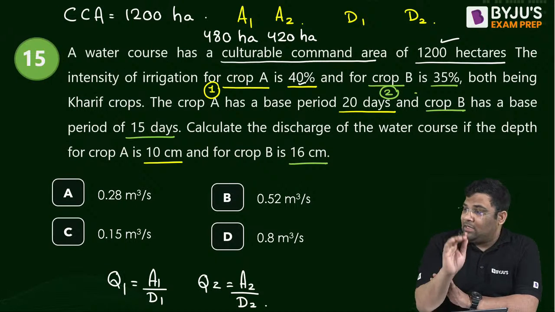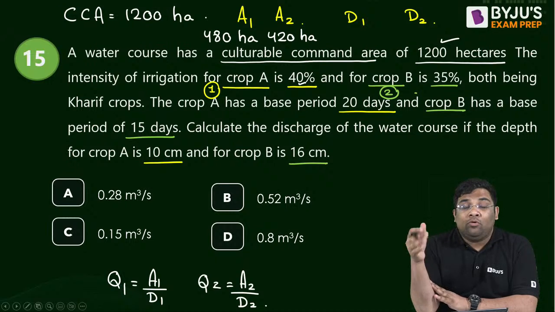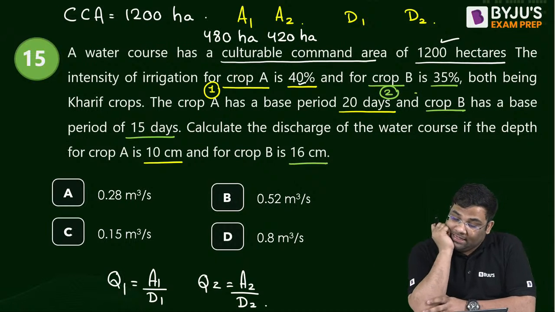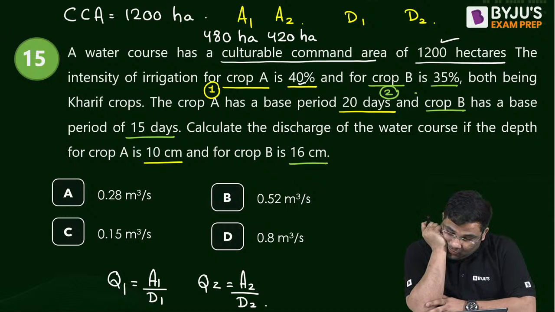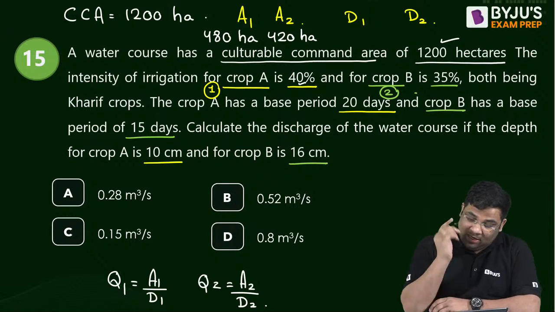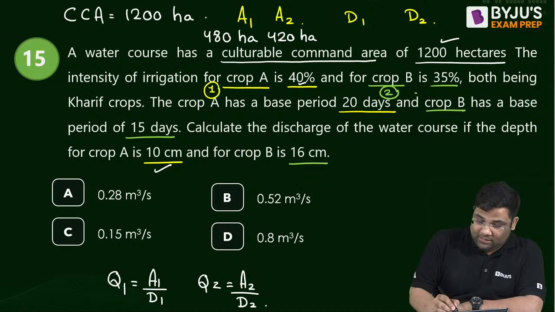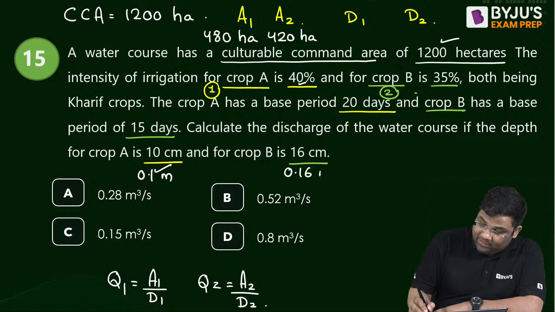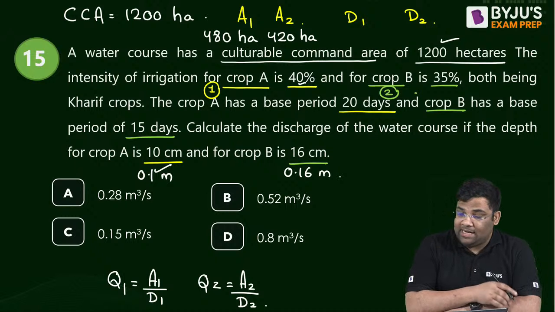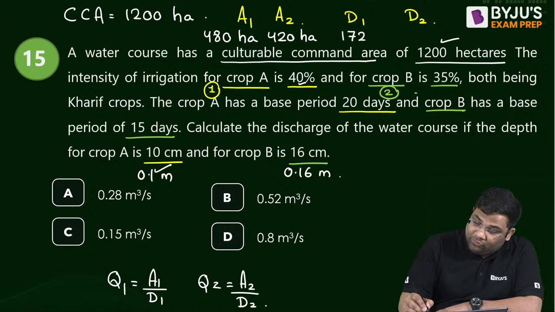See, very straightforward. The question looks long, but people who know how to solve will solve it within 1 minute. D1 and D2, how much will you get? 8.64, 20 by 0.1. You have to take it in meters, so this is 0.1 meter and this is 0.16 meter. Okay, duty 1728 and 810. Very good, Santu.